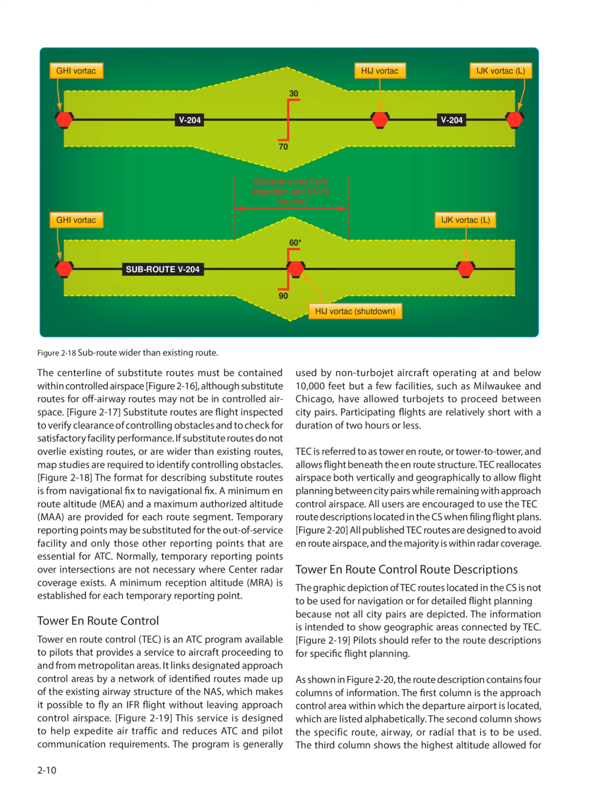All users are encouraged to use the TEC route descriptions located in the CS when filing flight plans. Figure 220. All published TEC routes are designed to avoid en-route airspace, and the majority are within radar coverage. Tower En Route Control route descriptions. The graphic depiction of TEC routes located in the CS is not to be used for navigation or for detailed flight planning because not all city pairs are depicted. The information is intended to show geographic areas connected by TEC. Figure 219. Pilots should refer to the route descriptions for specific flight planning.